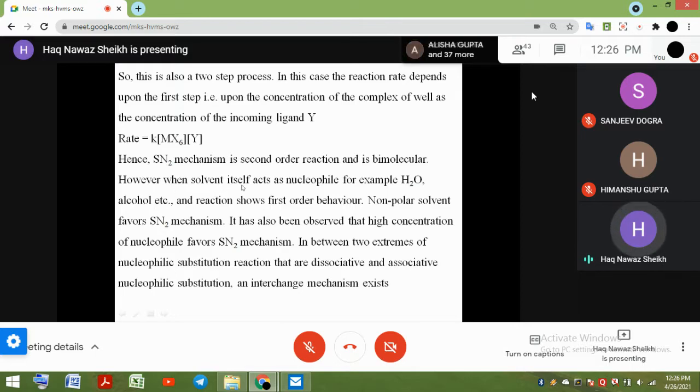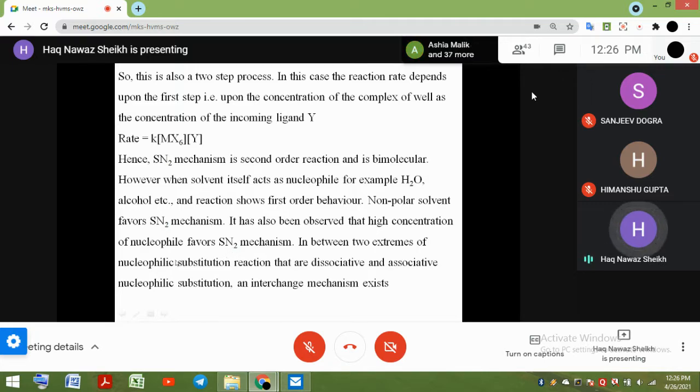However, when the solvent itself acts as a nucleophile, for example water or alcohol, the reaction shows first order because the solvent is in such a large concentration that its concentration does not change with time and literally remains constant. Therefore, kinetics is misleading in such reactions. Non-polar solvents favor the SN2 mechanism. It has been observed that high concentration of nucleophiles favors the SN2 mechanism.